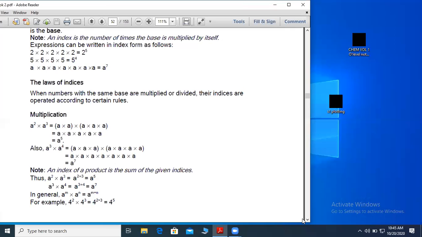Is there any question on that part before I proceed? Please, that part is very important. That rule is very important, telling us that if we are multiplying indices that have the same base, we write one base and add the powers. So it will be a power m plus n. Yes, Margaret, what's your question?